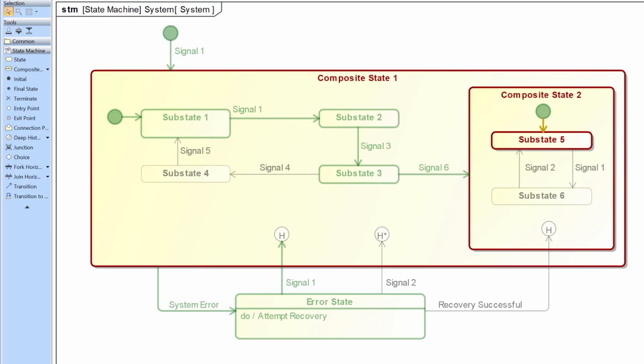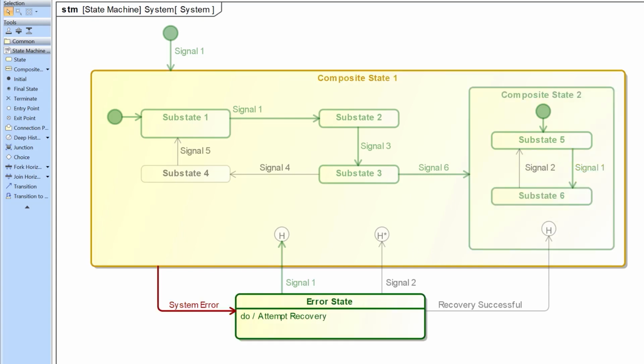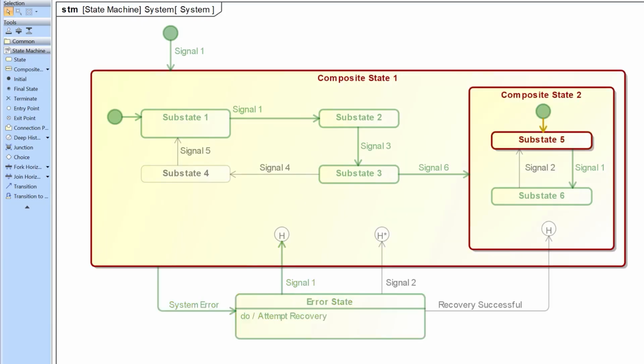However, let's go ahead and give it the signal 1 to transition to substate 6. Now, let's say I were to do that system error again. This time, keep in mind it was in substate 6. We'll go ahead and send this signal 1 to transition to shallow history again. And as you notice, instead of going back to substate 6, because it was a shallow history, it went back to the composite state and then immediately back into substate 5.